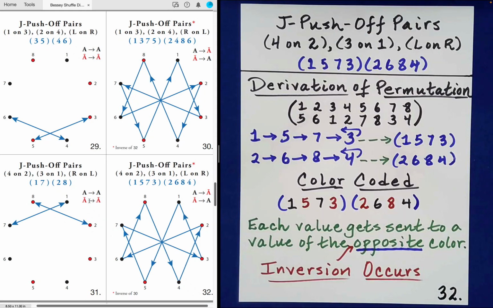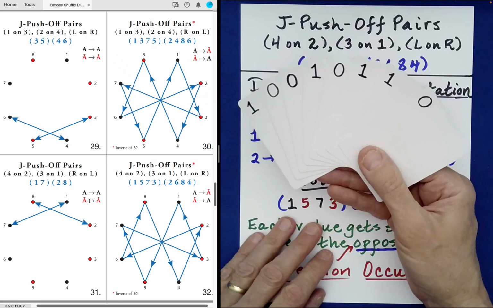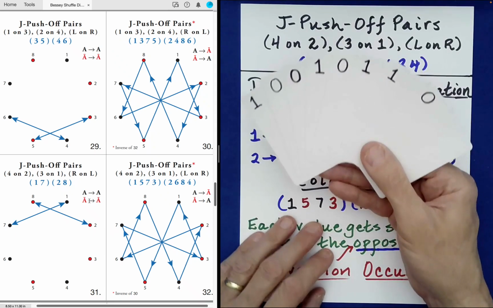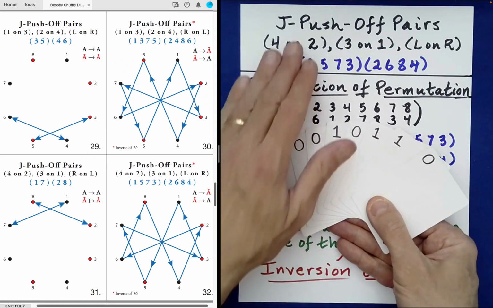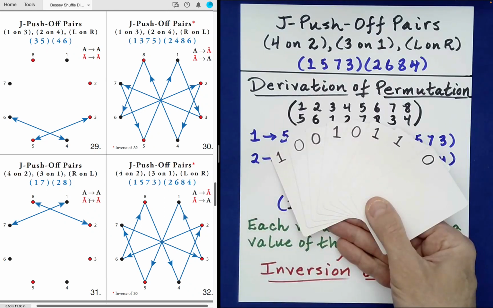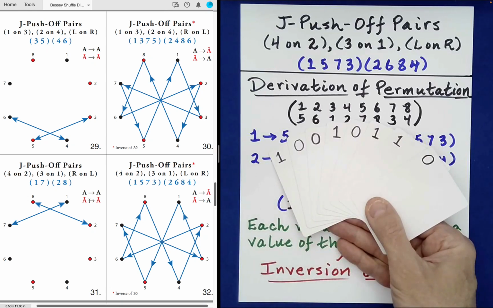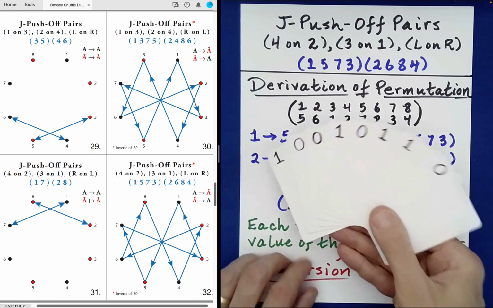And since inversion occurs, we should be able to detect that using our Bessey sequence 1, 0, 0, 1, 0, 1, 1, 0. Because apparently this shuffle should invert this sequence. What does it mean to invert the sequence? That means that zeros and ones switch places. So let's see if that actually occurs.